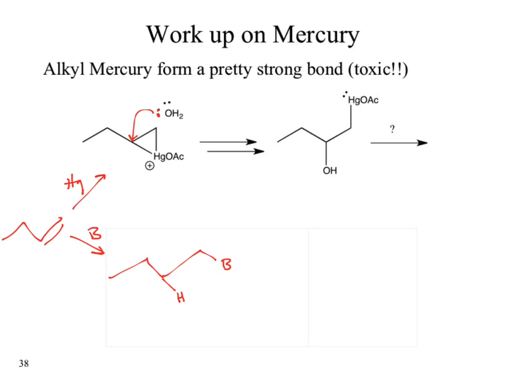What happens as we progress through? You'll notice the oxygen is now the more substituted in our mercury. And our next step for the boron, what happens? We add our hydroxide to do what? Eject the boron. What's the end result? The location of the OH versus the hydrogen are at different spots.